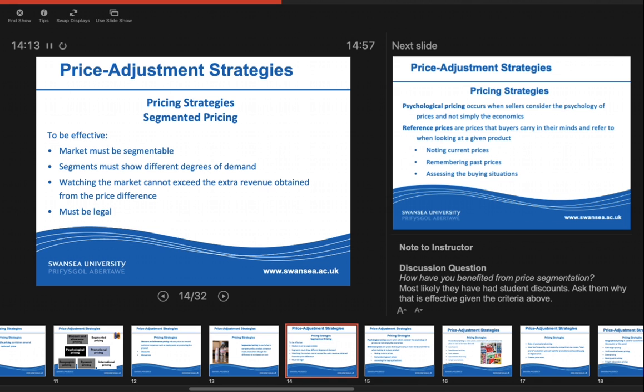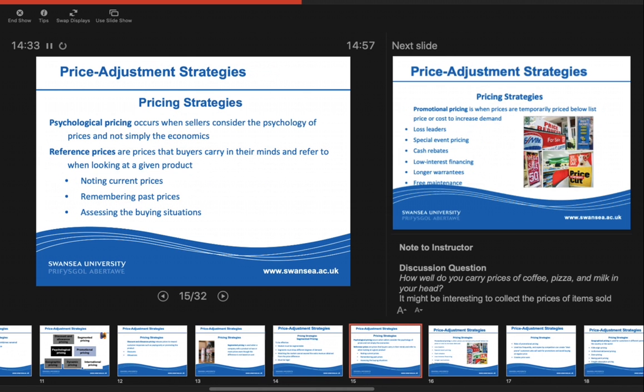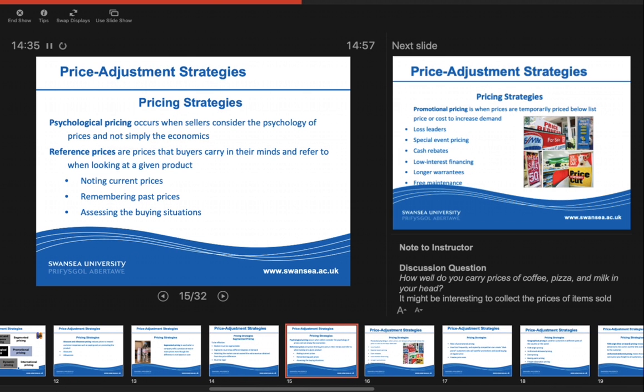There's cartel type and anti-monopoly type legislation in place in most countries to make sure that you aren't taking advantage of your customer base in an unethical way. So psychological pricing, this occurs when sellers consider the psychology of prices, not just the simple economics. So what we're going back to here is people's perception of what the value of a product is.